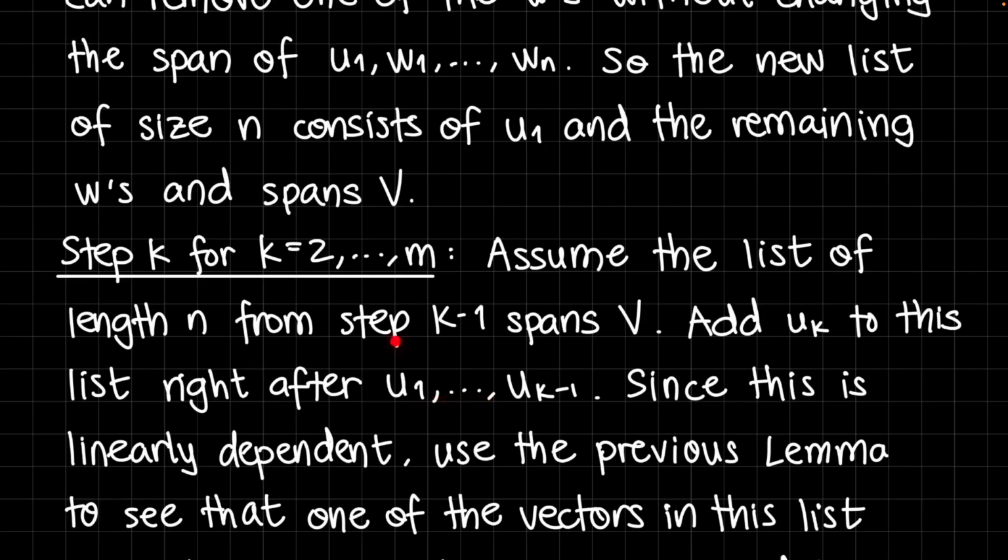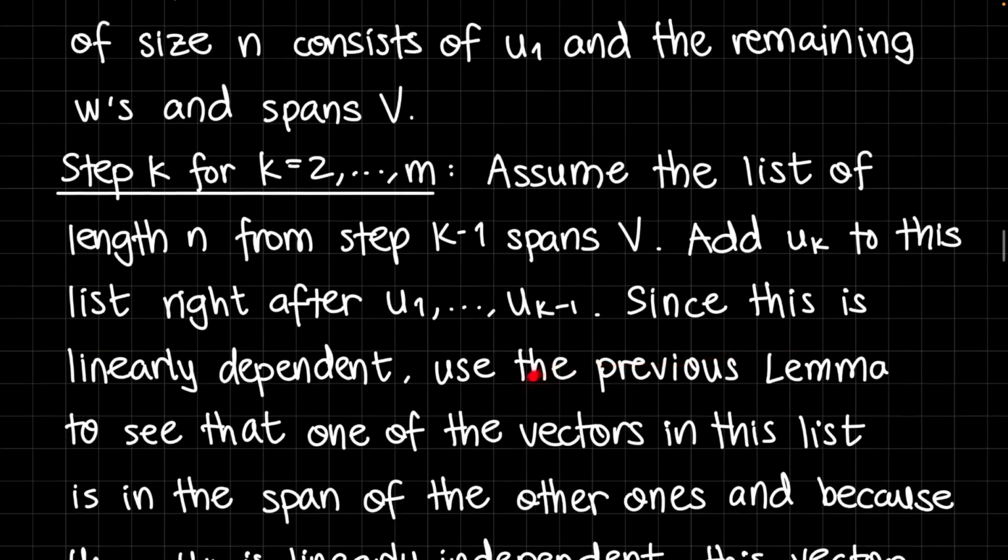Note that if you have such a list of length n from step k minus 1, we were adding u's at the starting position, to the left of the w's. We would have, by step k minus 1, u vectors. So all I'm saying is add a kth one right after uk minus 1, but still to the left of all the w's.